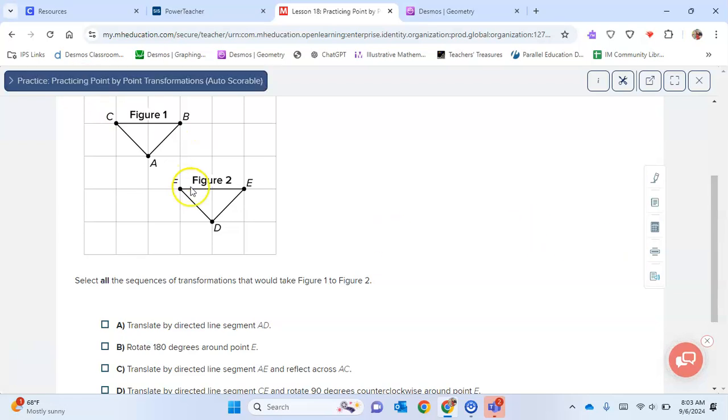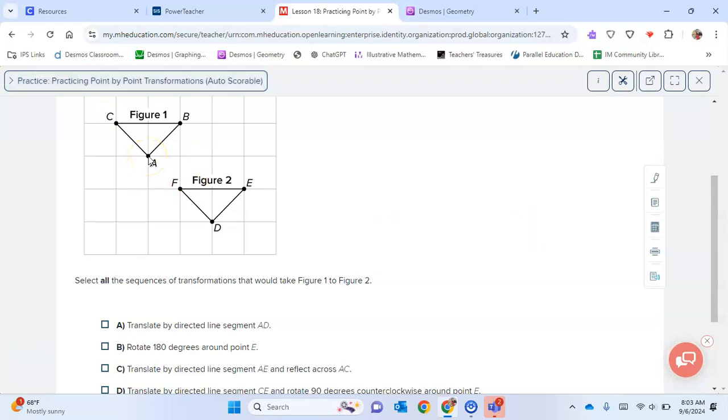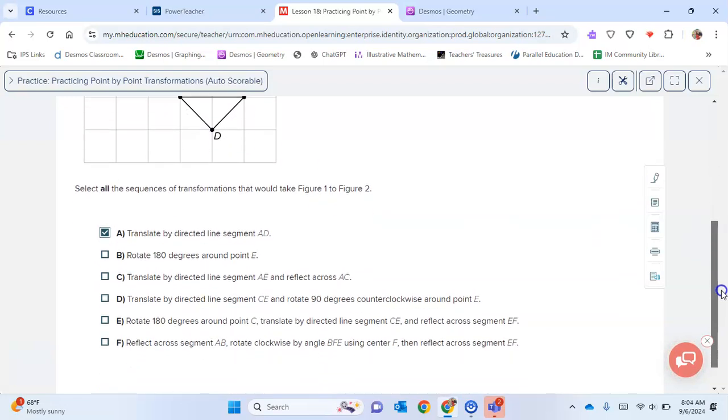Well, the easiest way would be to translate this figure from A to D. So translate by directed line segment AD. If we just move this triangle down here, so A is on top of D, that would take figure 1 to figure 2.